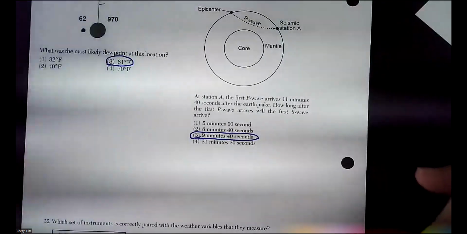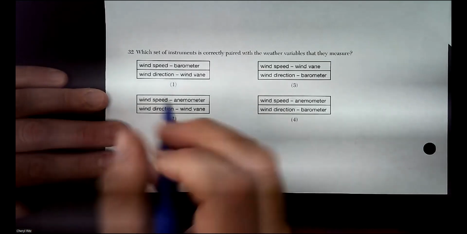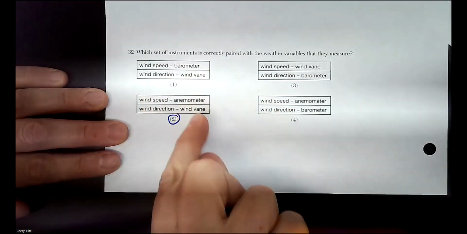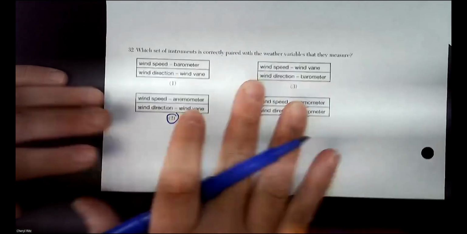So, right. And then I did mention yesterday or the day before that you need to know all the weather instruments. Wind speed is measured with an anemometer, wind direction, a wind vane. And again, I don't think you'll ever have to spell that.